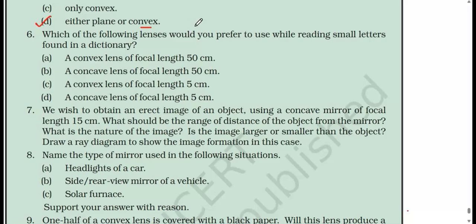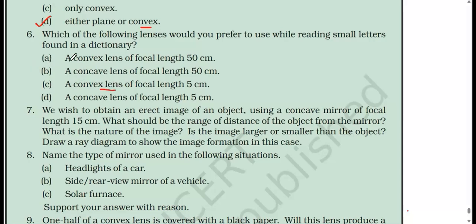Which of the following lenses would you prefer to use while reading small letters found in a dictionary? Now, in order to read small letters in a dictionary, we want the image to be magnified. So to get a magnified image, what do we need to use? We always need to use a lens which gives us a magnified image. So which lens gives us a magnified image? A convex lens gives us a magnified image.